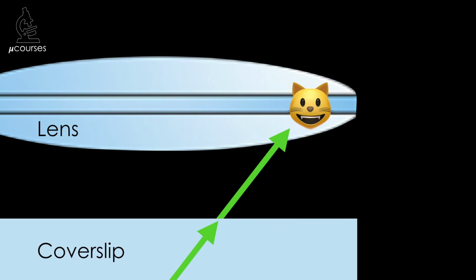This is great. But, very important point here, a dry objective is designed expecting that refraction to occur. So if you oil a dry objective, image quality will actually get worse. So only use immersion oil with an oil immersion objective.